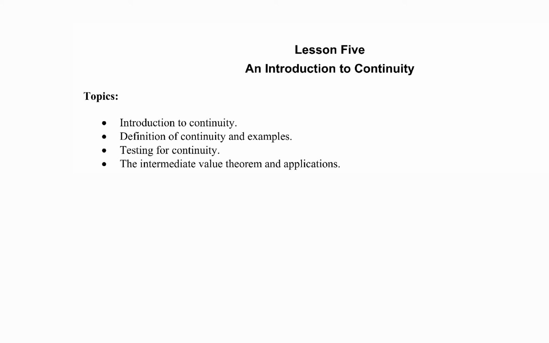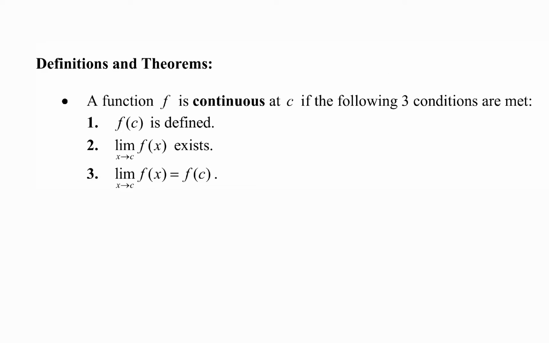Welcome back to lesson 5, where we are going to explain what it means for a function to be continuous. For a function to be continuous, three things have to happen. The first thing is, if I want to say that the function is continuous at c, the function needs to be defined at c. So f of c exists. So this is the first condition.